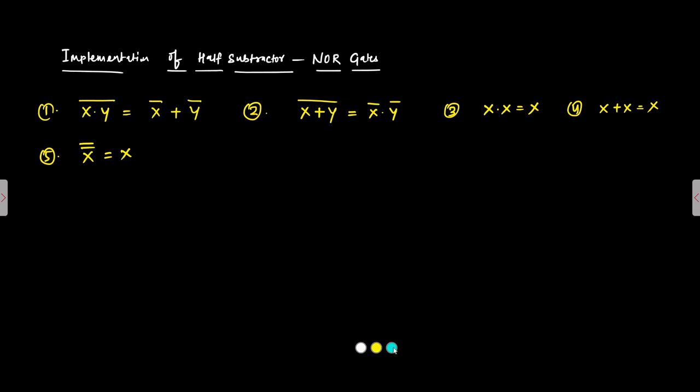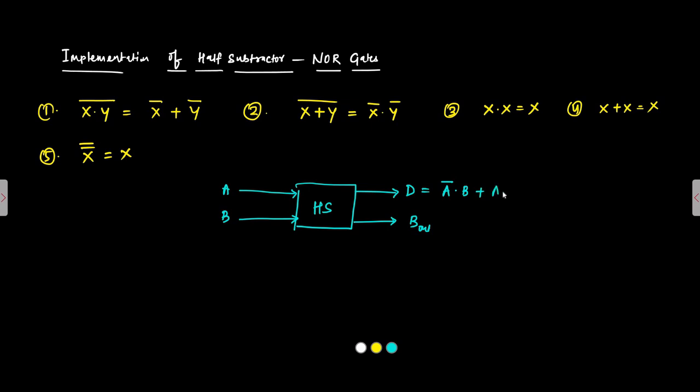So now the block diagram of half subtractor. 2 inputs A, B, minuend and subtrahend, and 2 outputs difference and borrow. Difference is A bar B or A B bar, and borrow is A bar and B. So first we'll take the difference.